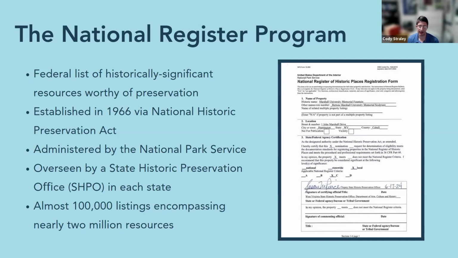Today, after nearly 60 years, there's about 100,000 nominations across the United States, encompassing about 2 million individual resources. And a resource can be any building, street, landscape, structure, things of that nature. In West Virginia, we have about 1,100 sites on the register today. Next slide, please.